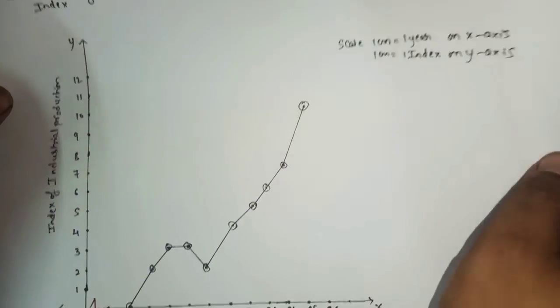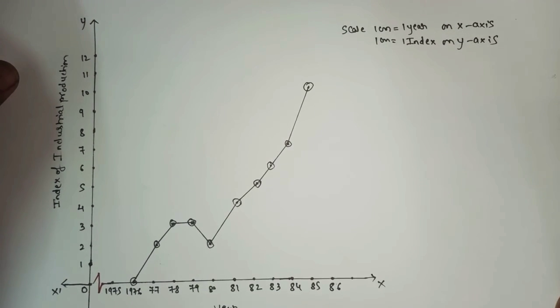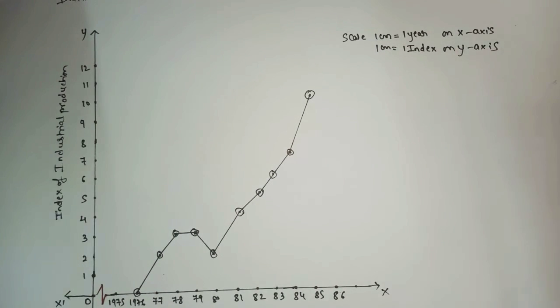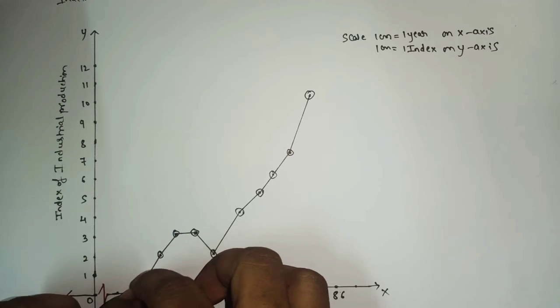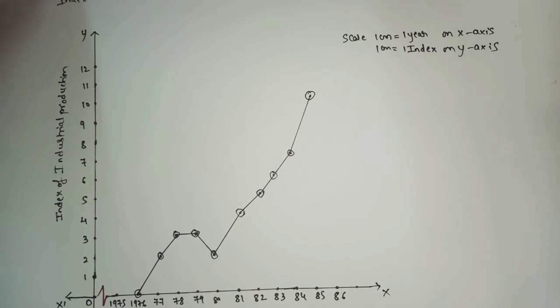So here I wrote 1975 ending as 1986. Okay, so for this sum I already plotted the points, and I joined the points also. Simply we'll see how to draw the trend line, or else we can say how to fit the trend line on the graph.